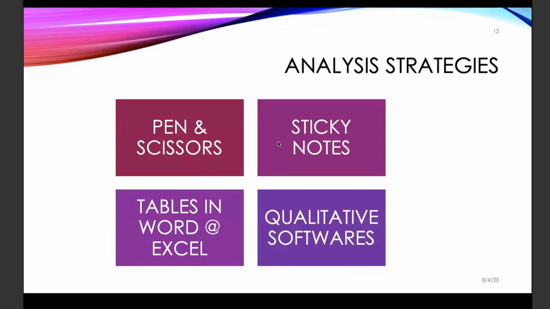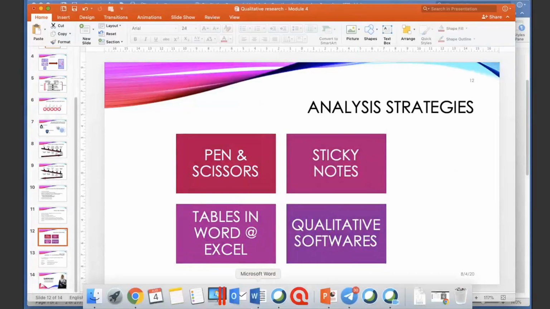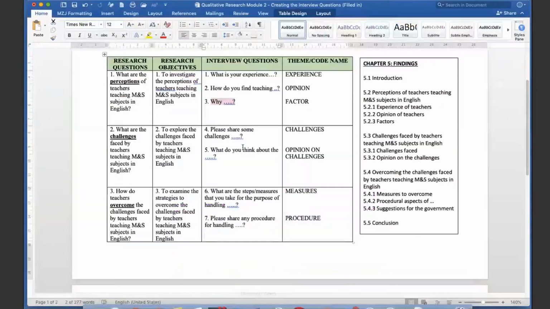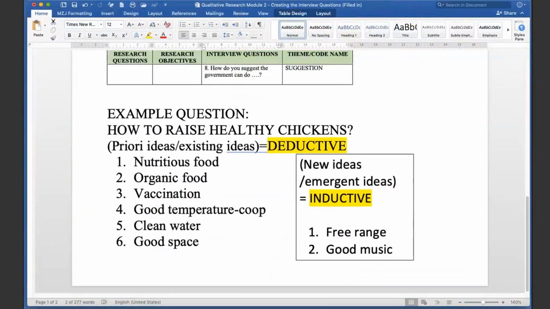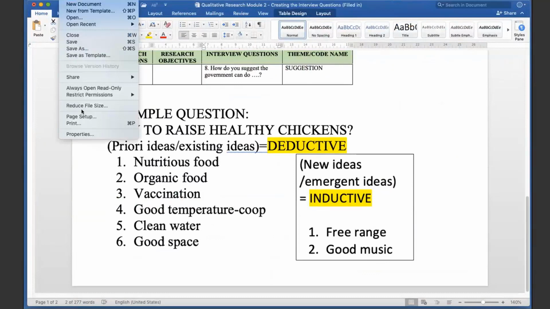Now, another method is we use tables in Word or Excel, like qualitative tables in Word or Excel, just to show what are the themes and what are the data. Now, let me go very quickly just to show maybe one example. Let me just go very quickly how to do this.